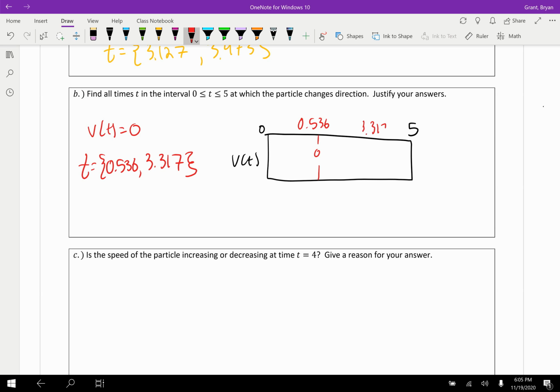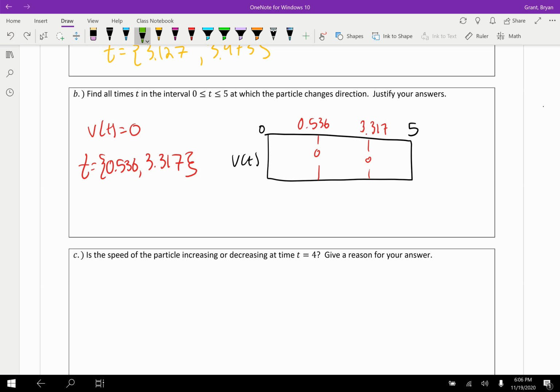And I wanted to show you why, if you were overly enthusiastic and said, oh, I found the answers, those could maybe not be the answers. For example, if we looked at our sign chart and it was positive all the way through, then we're moving right, we stop, we're moving right, we stop, and then we're moving right. The particle never changes direction there. So we do need to make sure that the signs of v of t switch or change here.